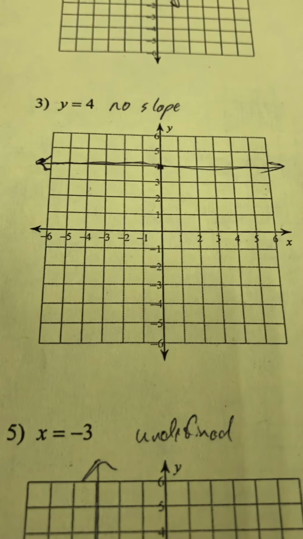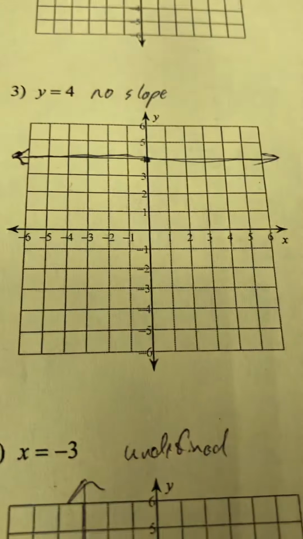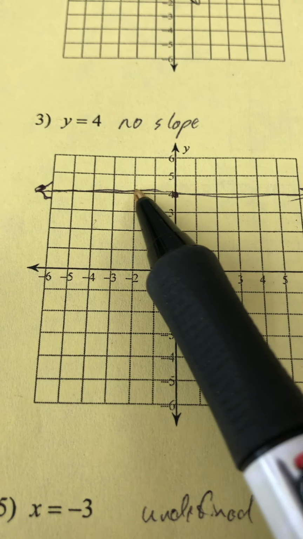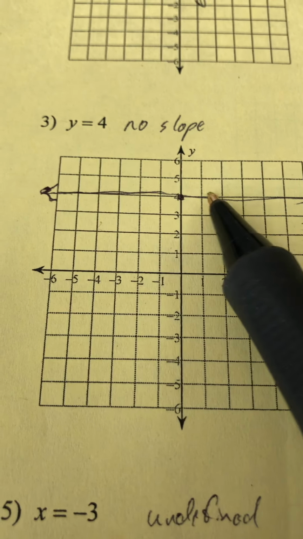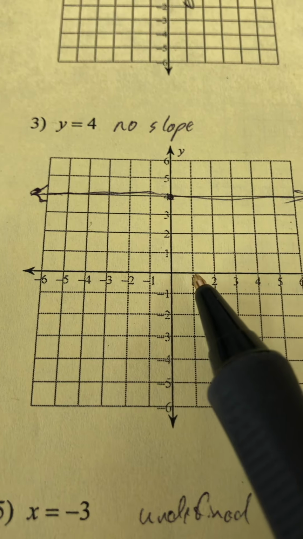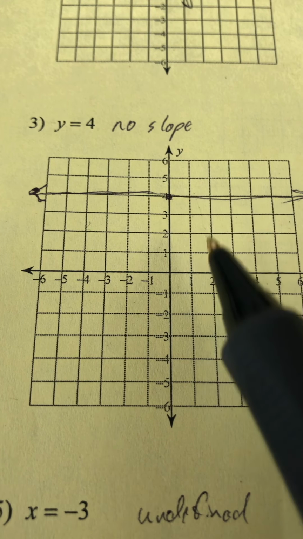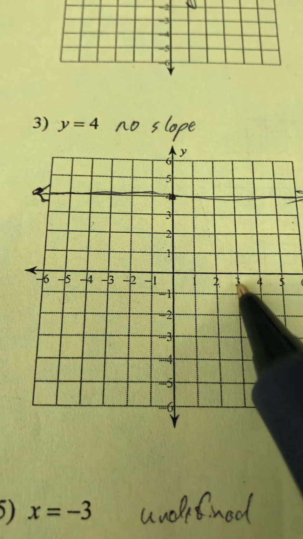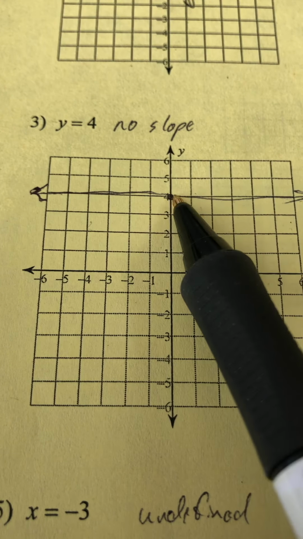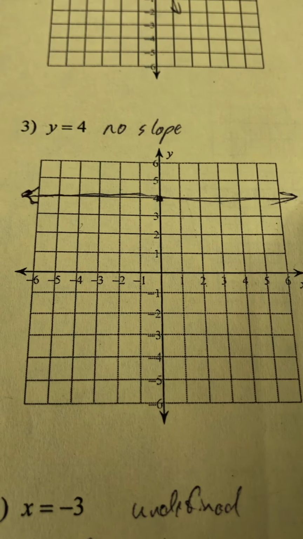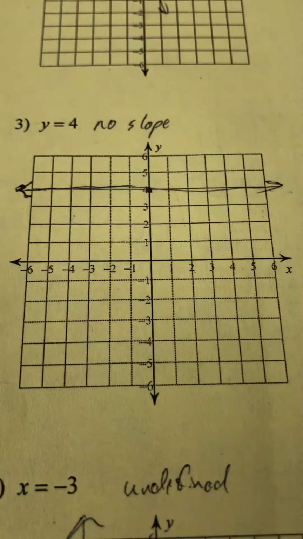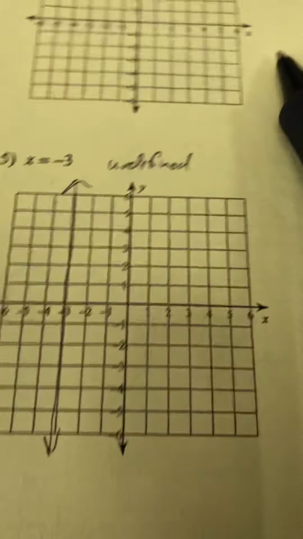Number 3 is a special case where y equals 4. You don't have to do anything. It's just a no slope. You go to where y equals 4, and where y equals 4 always. This is when x is 0. Even when x is 1, y is going to be 4. When x is 2, y is going to be 4. When x is 3, y is going to be 4. But this is saying y is 4 no matter what. So I am going to draw a horizontal line, that's a no slope. Any horizontal line you have to memorize is no slope.